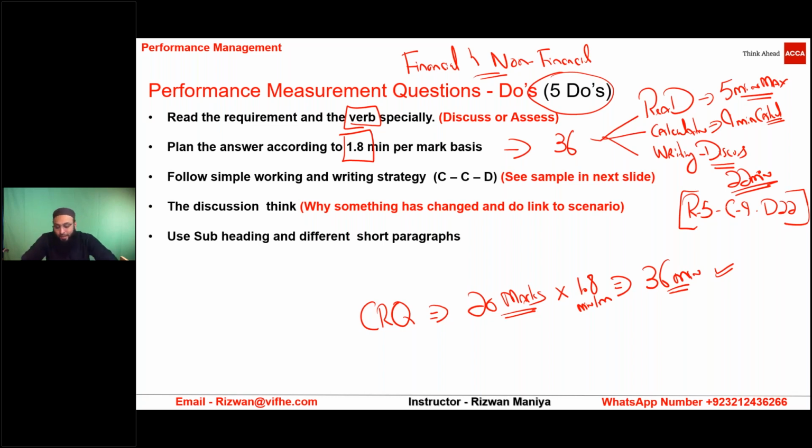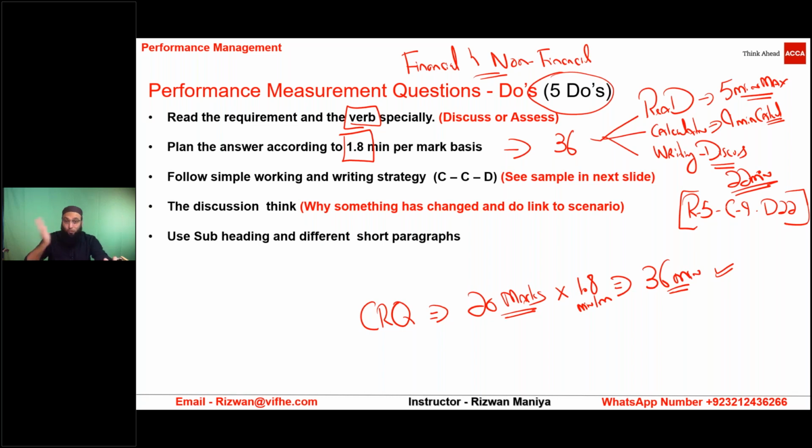The next part is the time management. It's very much clear now. 5 minutes for reading, 9 minutes for calculation, and 22 minutes for discussion. And these are all maximum times. Done. Now, what is the strategy for solving the questions? Time management is clear. Now, what is the strategy to follow in these 36 minutes?